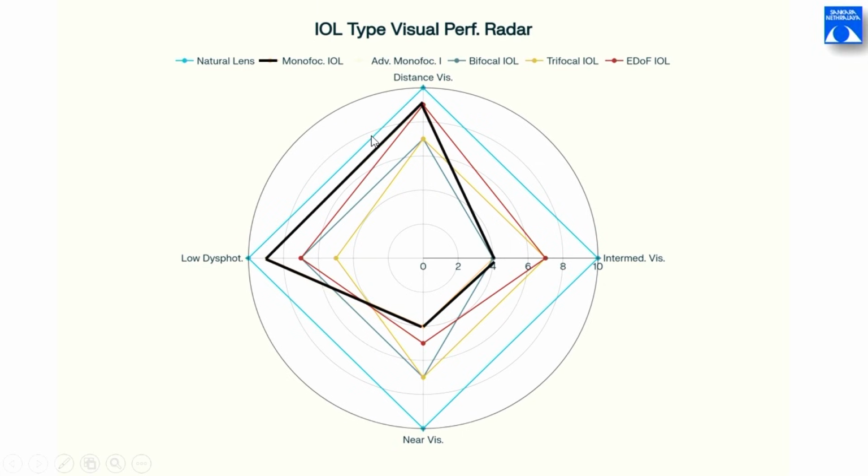I asked the AI to draw and tell me what the things are. If you look at the four different things we need: low dysphotopsia, good near vision, good intermediate vision, and good distance vision.